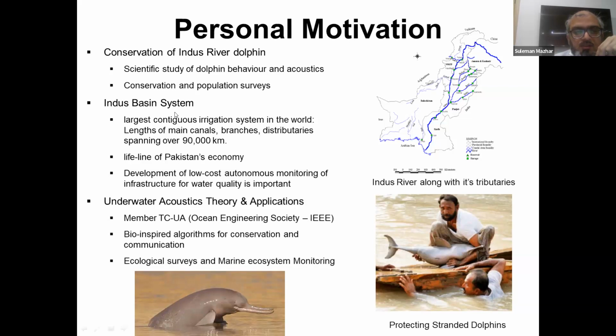The second motivation is from the Indus Basin system. The Indus River is a very famous river in this region, and this Indus Basin system is the largest contiguous irrigation system in the world. The total length of main canals, branches, and distributaries spans over 90,000 kilometers. As you can see on the right side, this is the map of Pakistan, and the blue lines are showing the rivers. In addition, there are also canals, which are not shown here. Combining those canal lengths as well as these river lengths, the total length of this basin system is around 90,000 kilometers, and it's the lifeline of Pakistan's economy and agriculture.